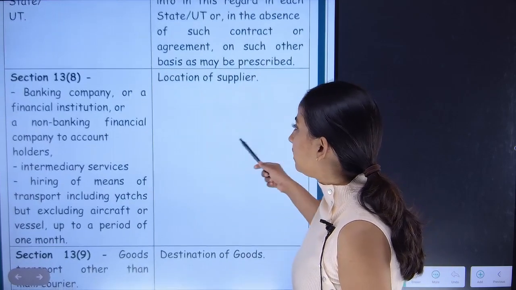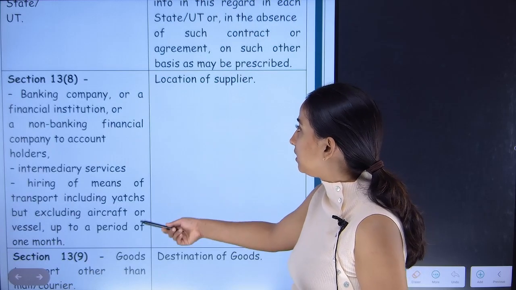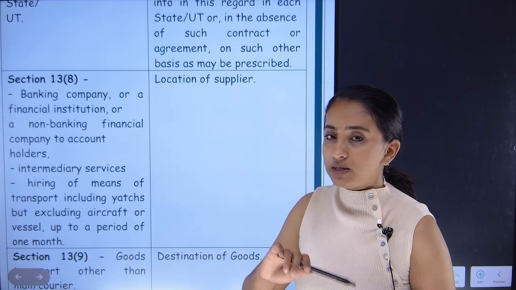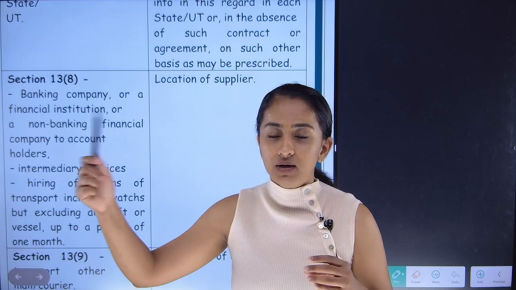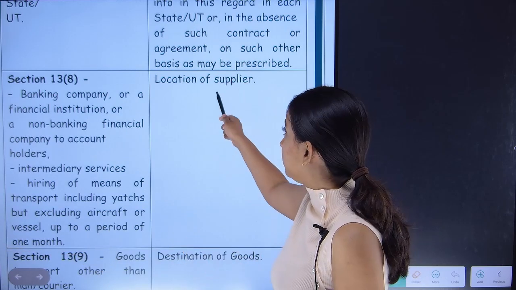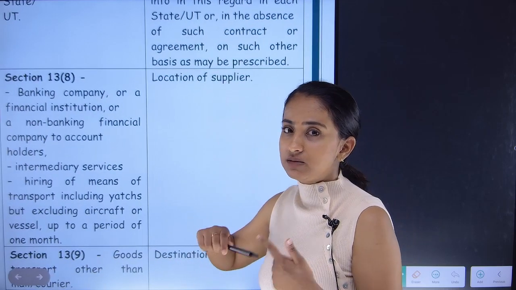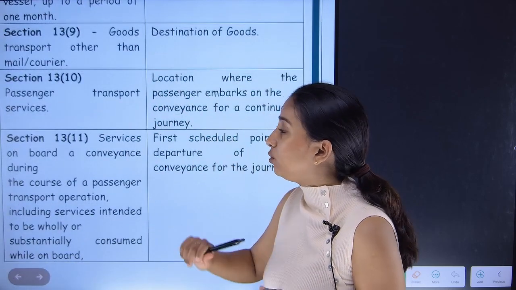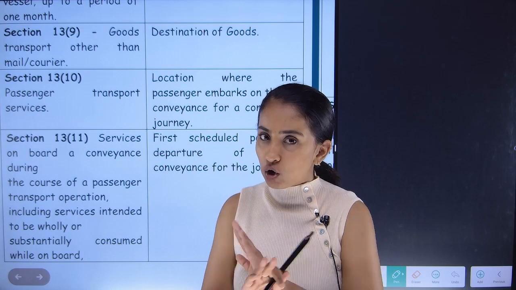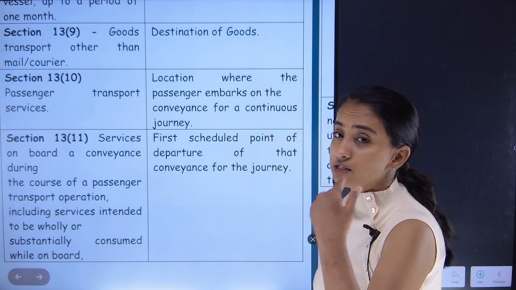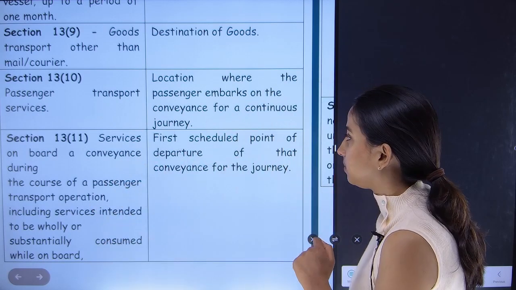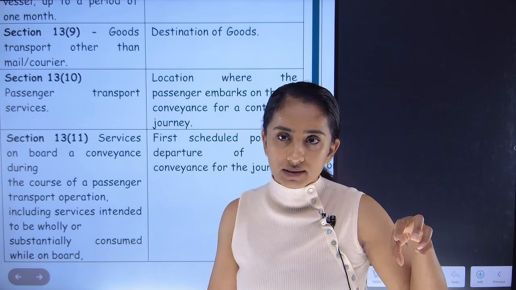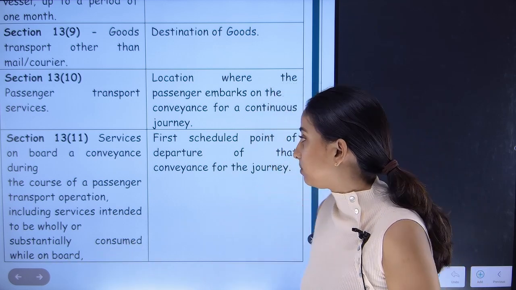Next, banking company, financial institution, intermediary, etc. For all this, to account holders, let's say a banking company is giving to an NRI account holder, then the location of the supplier, here it is different. Please see, the banking company's place will be the place of supply. Next, transport other than mail or courier, goods transport. If you're transporting something, but not by mail or courier, then the destination, wherever the goods reach, that will be the place of supply. Passenger transport service, from India to the US you're going. Where do you start? Embark on journey. That will be the place of supply.